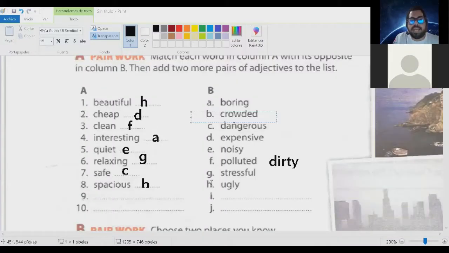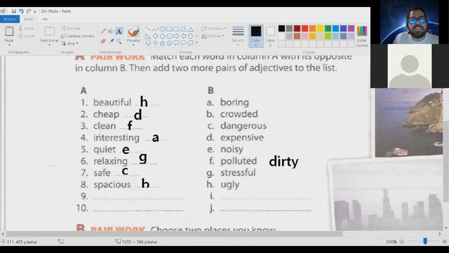A crowded place, all right, is a place that is with a lot of people in there, really, really crowded. Or there are cities that are really crowded, okay? And there are others that are not really crowded. So look at this, guys. Beautiful, we have ugly. Cheap, we have expensive. Clean, we have polluted, or dirty could be. Interesting could be boring.